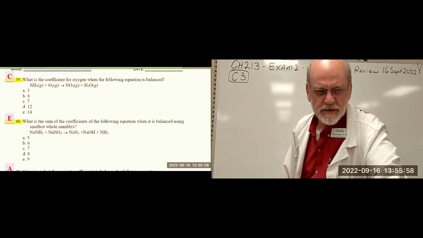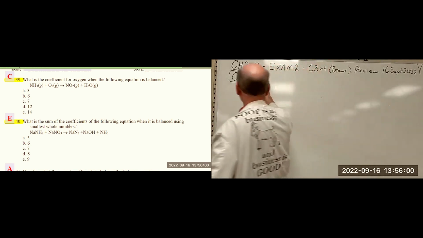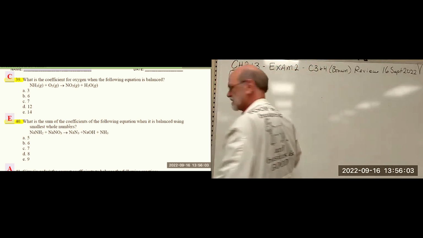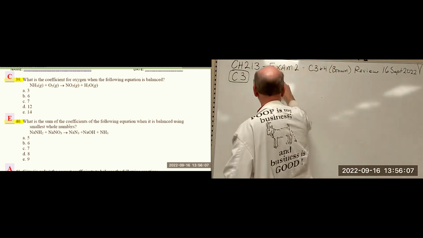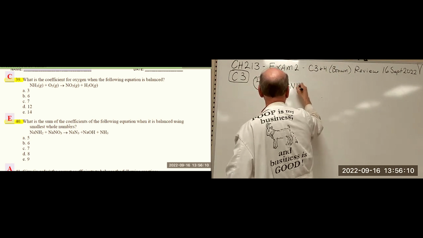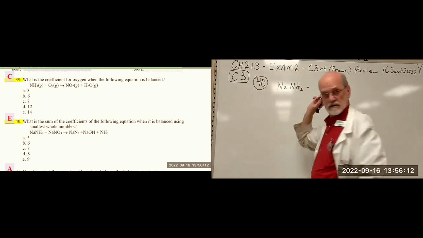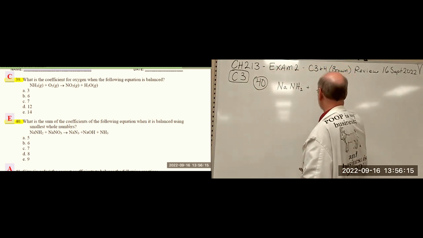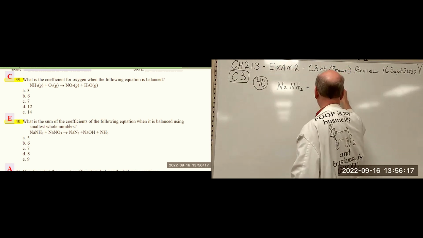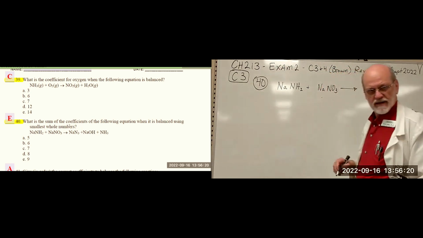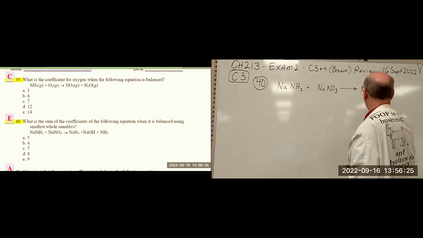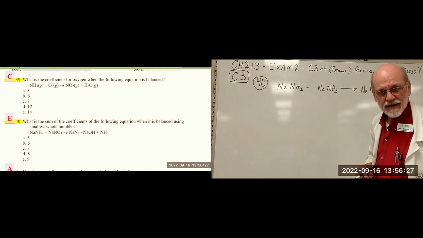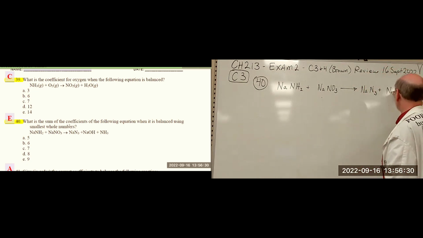What is the sum of the coefficients for 40? Let's do 40. I've got a sneaking suspicion 40 is going to be trouble. NaNH2, NaNH2, NaNO3, NaN3, NaOH, and ammonia.